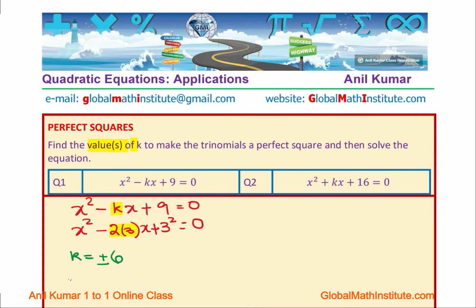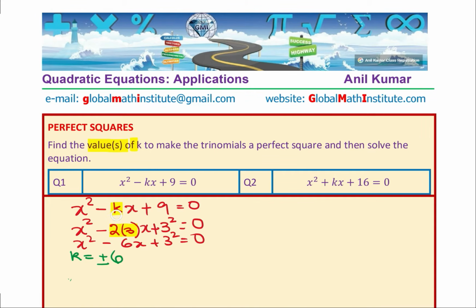So you clearly see that this particular expression, which was x square minus 6x plus 3 square, when you compare with the original equation, you can see that k should be 6, right? But why not minus and plus both? Even then, it becomes a perfect square, right? So that makes sense. So both ways, it becomes a perfect square, right? So we get two solutions from here.